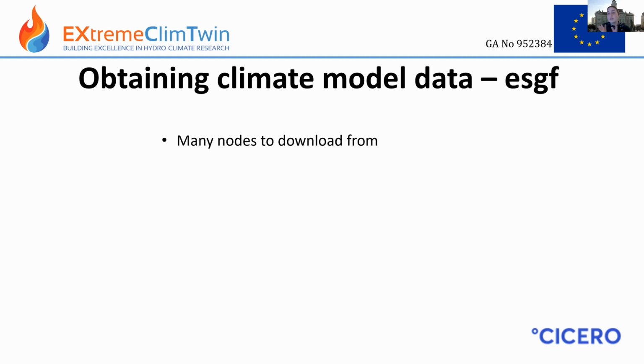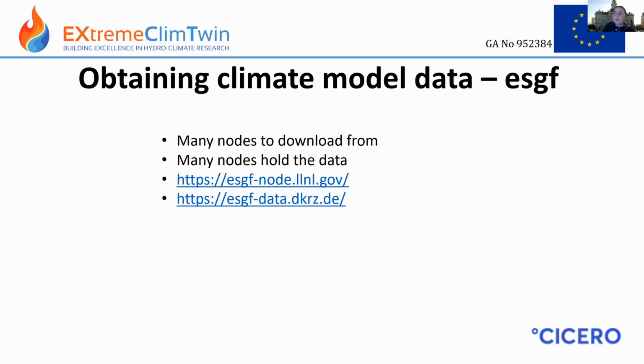And this interface is, again, found on different nodes. So there are different nodes that you can log into and download the data, or get the interface to find the data and download it from. So there are many nodes to download the data from, and then also there are many nodes that hold the data. And these are a couple of addresses. There's one, the LLNL, is a US-based node. The DKRZ is a German node, and there are lots and lots of nodes.